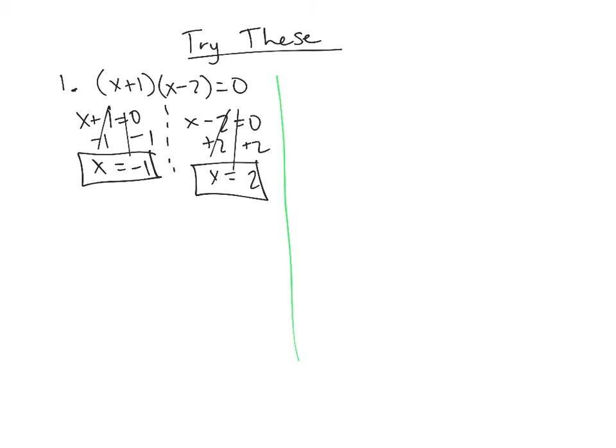My second one we're going to try is x minus 3 times x plus 10 equal to 0. Go ahead and try that one. Work it out. Enter your answer when you're ready.